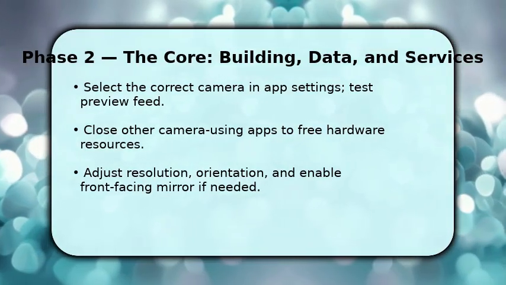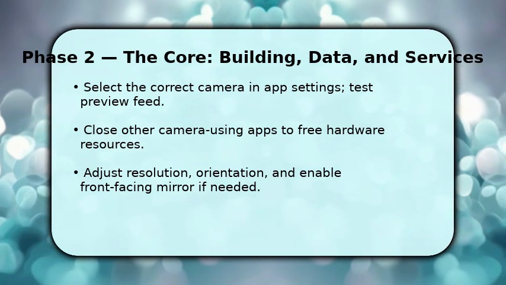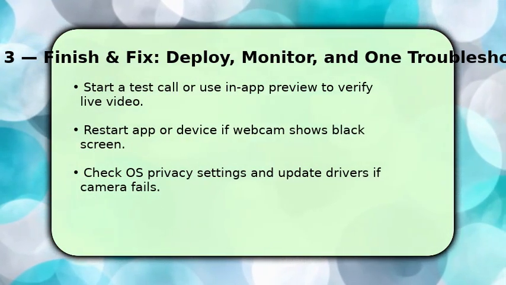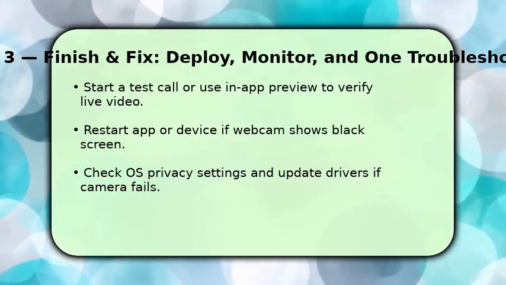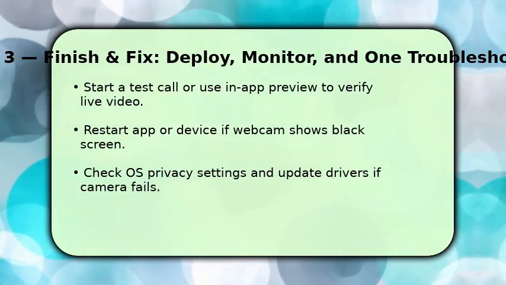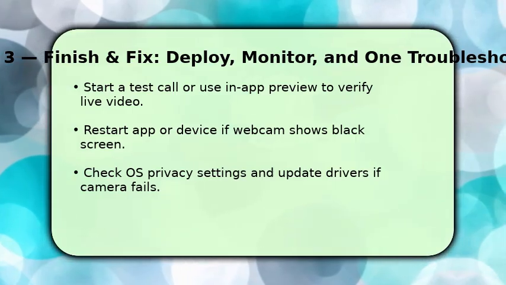This improves image. Finally, initiate a test call or use Monkey's live preview to verify audio and video are working together. Speak and move to confirm synchronization. If the camera shows a black screen, restart the app first, then the device. This often releases stuck hardware.